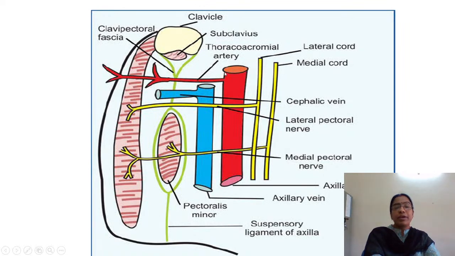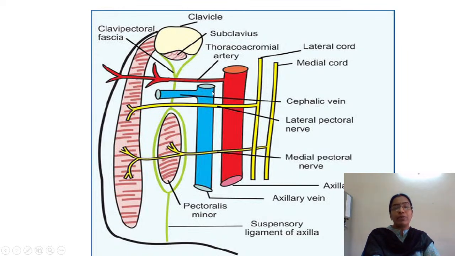From medial to lateral side, first is the lateral pectoral nerve. Next is the thoracoacromial vessel, which is a branch of the second part of the axillary artery, and next is the cephalic vein, which drains into the top of the axillary vein. So this is the content of the clavipectoral fascia, along with a few lymphatics.